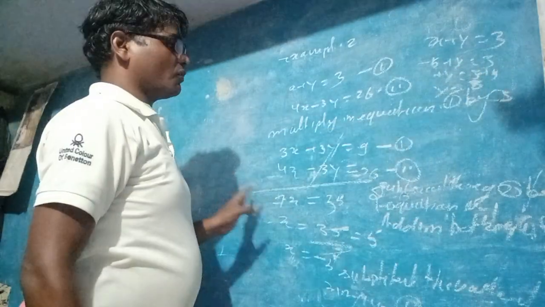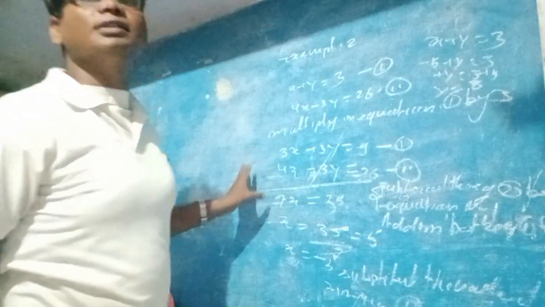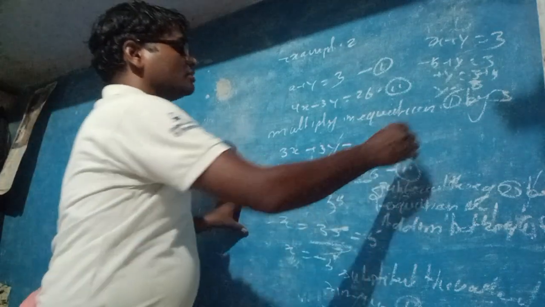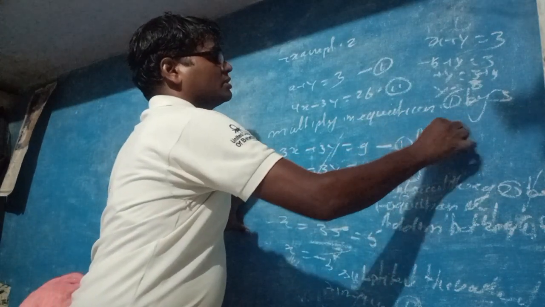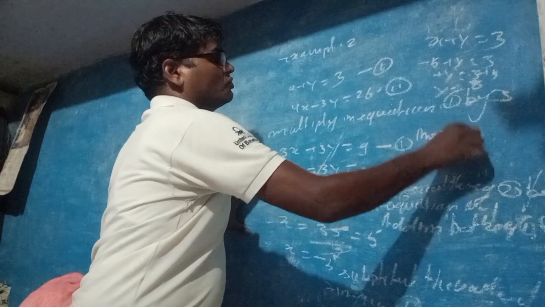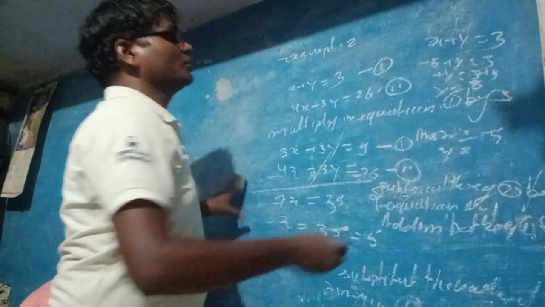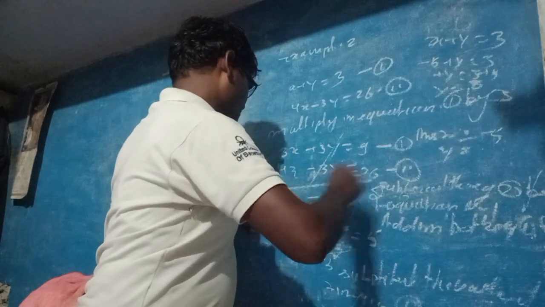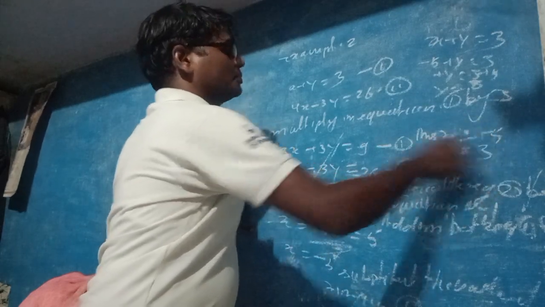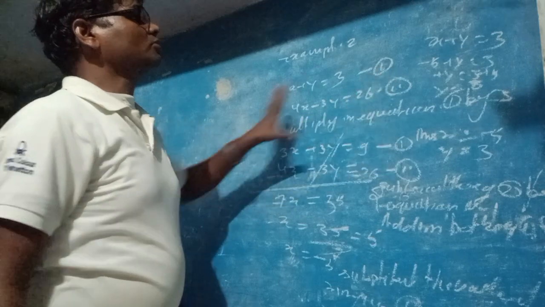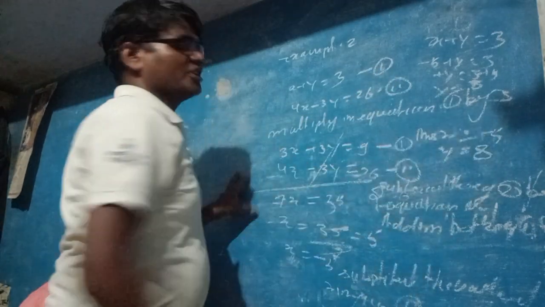So the values of x and y we have found here. This is the answer. Value of x is 5, and the y value here we have got it. Value of y is 3. Got it? Sorry, the value of y is 8. It's your answer.